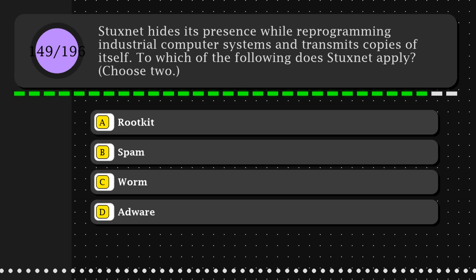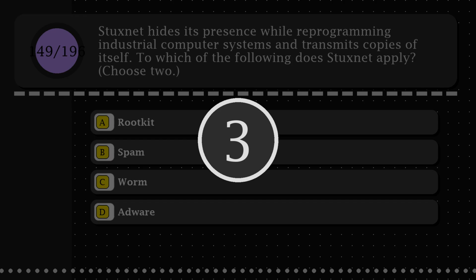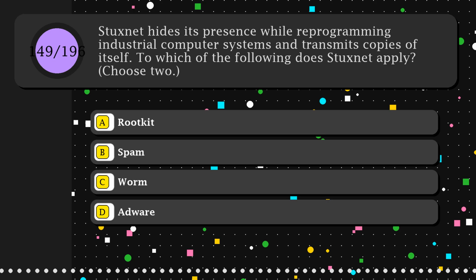Question 149. Stuxnet hides its presence while reprogramming industrial computer systems and transmits copies of itself. To which of the following does Stuxnet apply? Choose 2. Option A, rootkit. Option B, a spam. Option C, a worm. Option D, hoodware. The correct answer is option A, C.